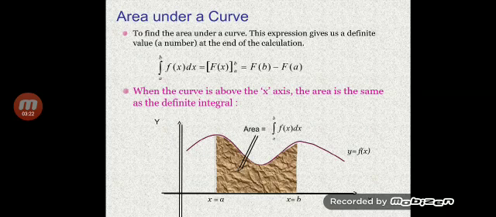Clearly in the figure you can understand, when the curve is above the x-axis, the area is the same as the definite integral. Suppose this is the area, x is equal to a to x is equal to b, our y is equal to f of x is a curve, the function, and the area below this curve, the range of x will start from a to b, the area will be integral a to b f of x dx. Okay, the shaded part is area. After evaluating the integral, we will get the area below the curve y is equal to f of x.